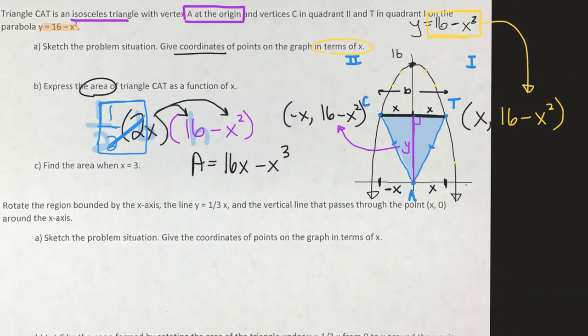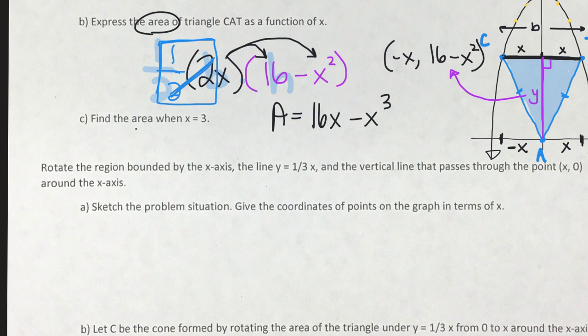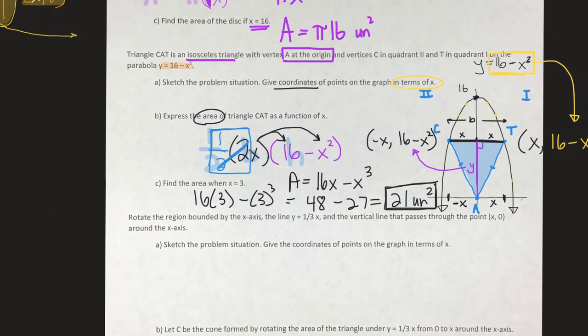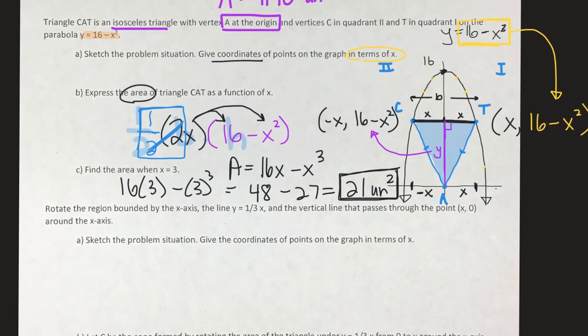So it says find the area when x equals 3, so I'm going to replace x with 3, so we put a 3 there, and then 3 cubed. 16 times 3 is 48, minus 27. So right now, this triangle would have an area of 21 square units. When x is 3, your triangle has 21 square units of area, right? Which is pretty nice. So for any x value you want, we can calculate the area of that triangle.